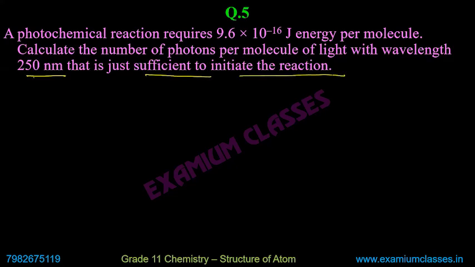Photochemical reaction is something which you see, for example, in monochlorination of hydrocarbons. Suppose you have CH3 reacted with Cl2 in sunlight. This reaction takes place in sunlight only. Sunlight has UV rays, so in UV rays, you get CH3CH2Cl, monochlorination. This is the reaction type we are talking about here.